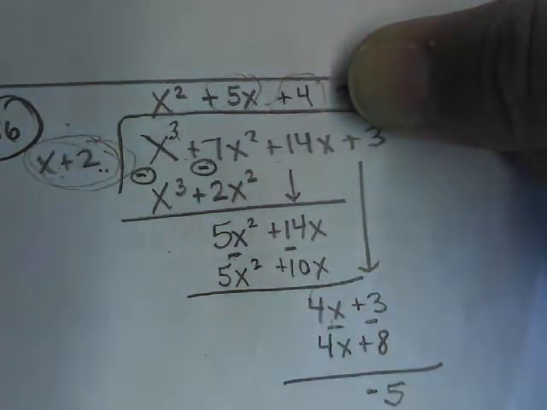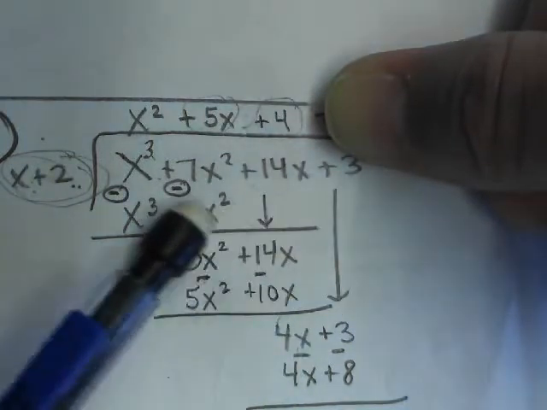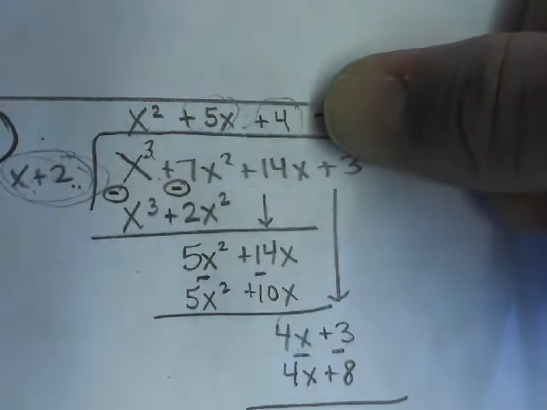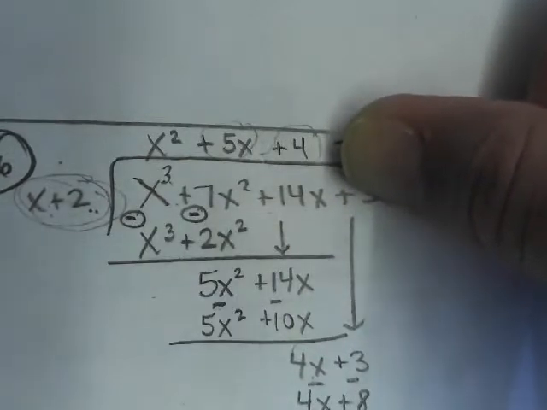Okay? And we've had to do that before. They ask you to factor something like this that's not groupable, and the only way to do it is by long division and dividing out the factor that they told you about. Okay?